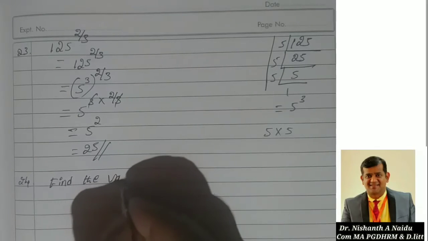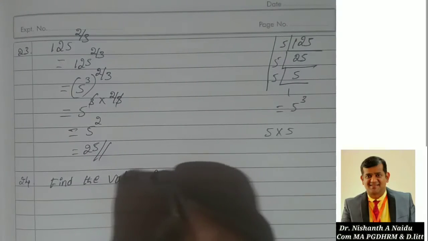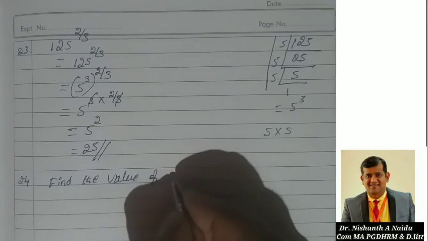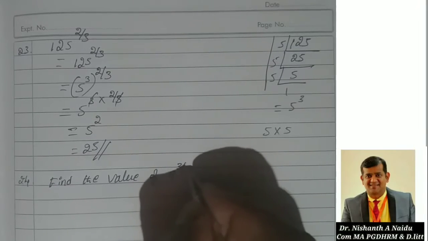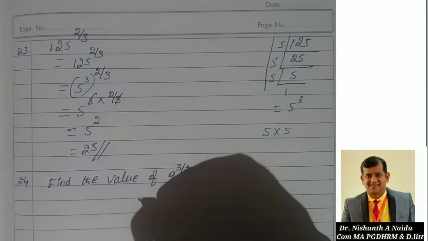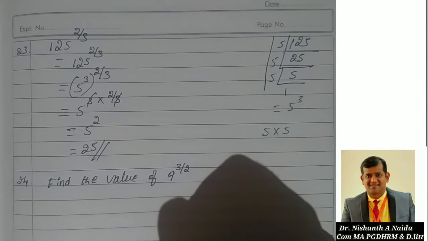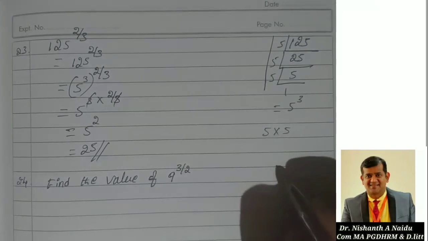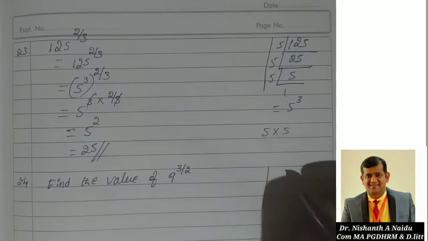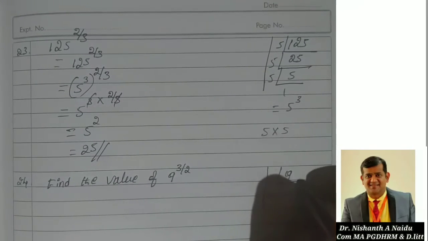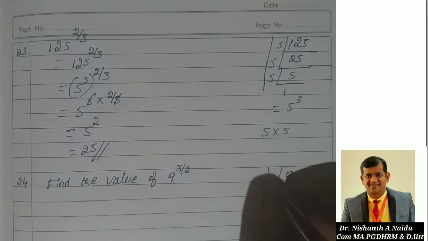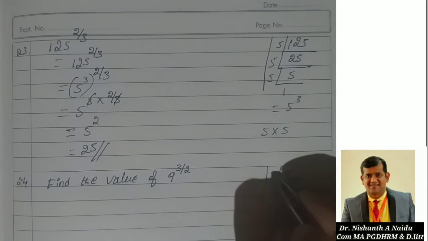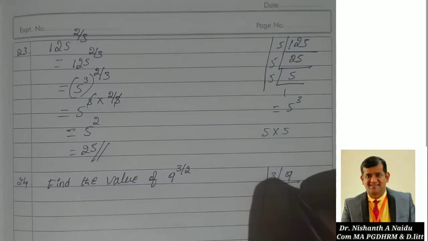value of 9 to the power 3 divided by 2. So now find the LCM for 9. 9 always goes from what? 3 table. So that is 3 3s are 9.